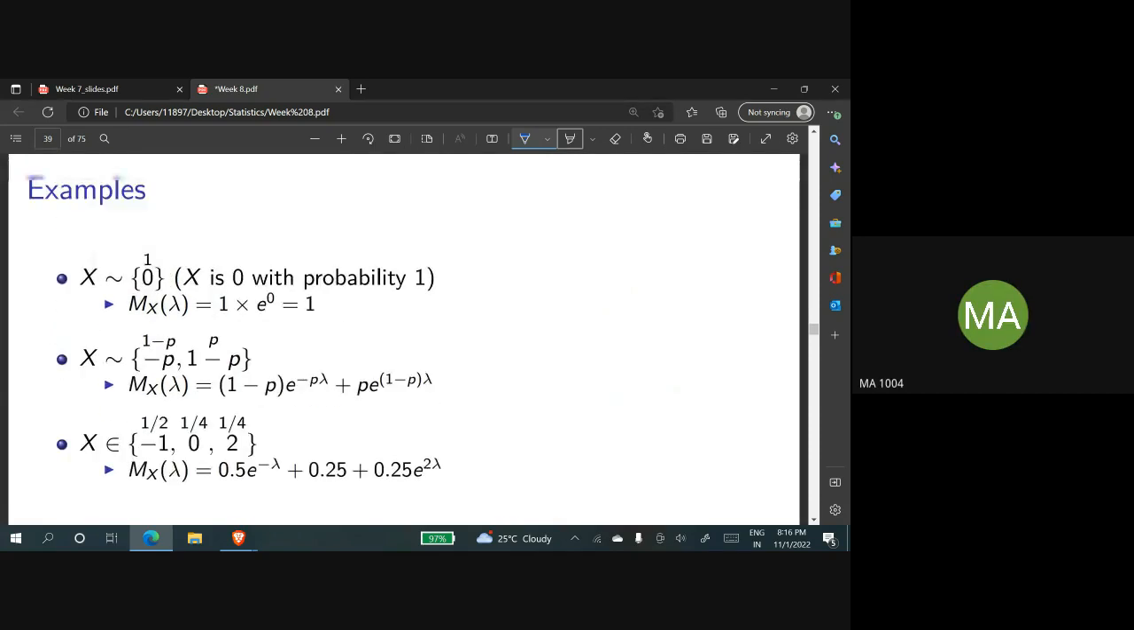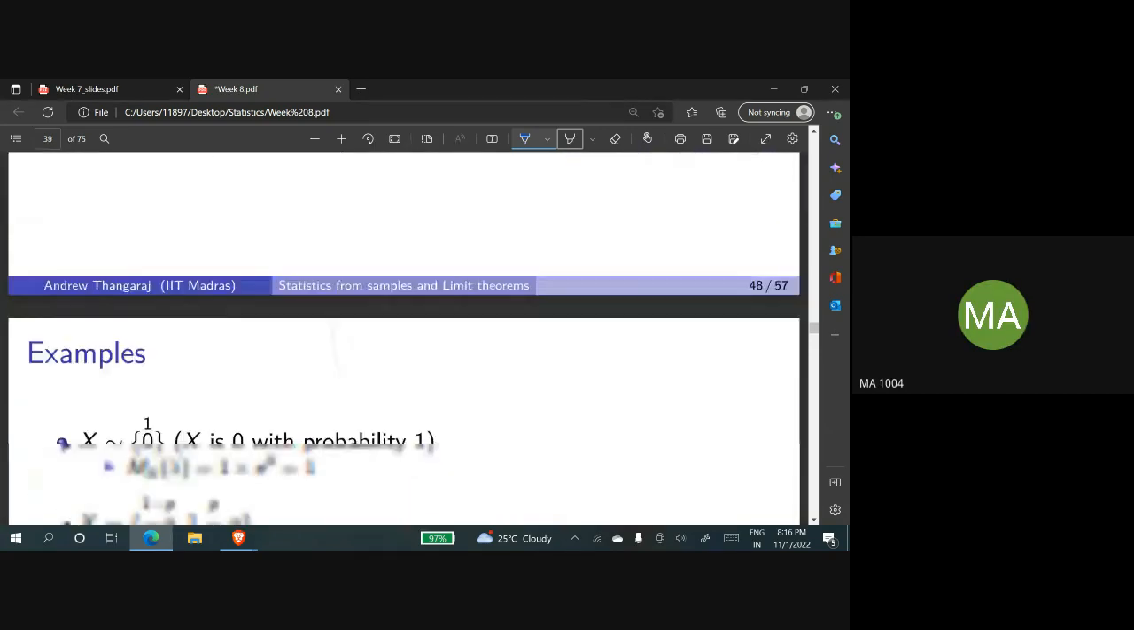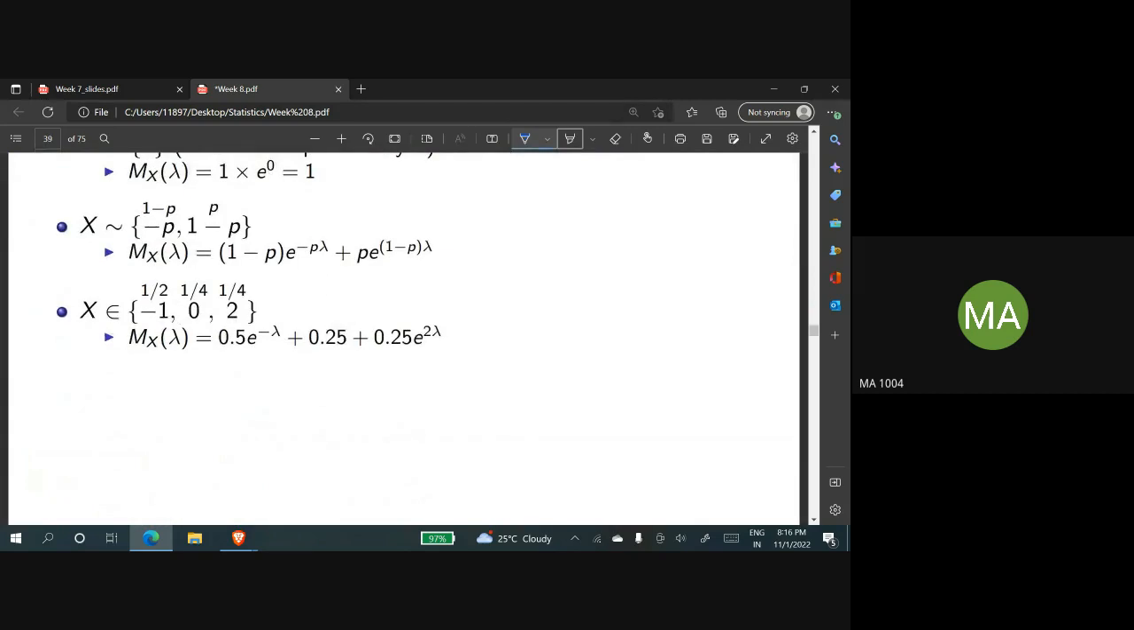All right. So similarly, you have this example over here. X is taking the value minus 1 with probability 1 by 2, 0 with probability 1 by 4.